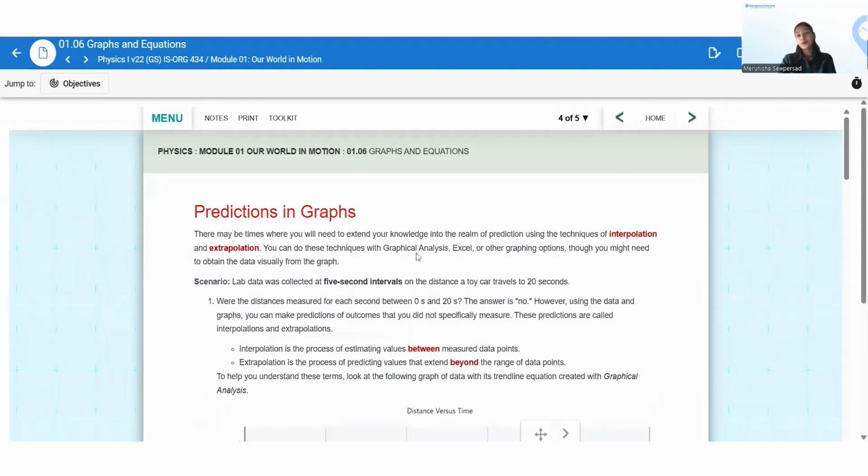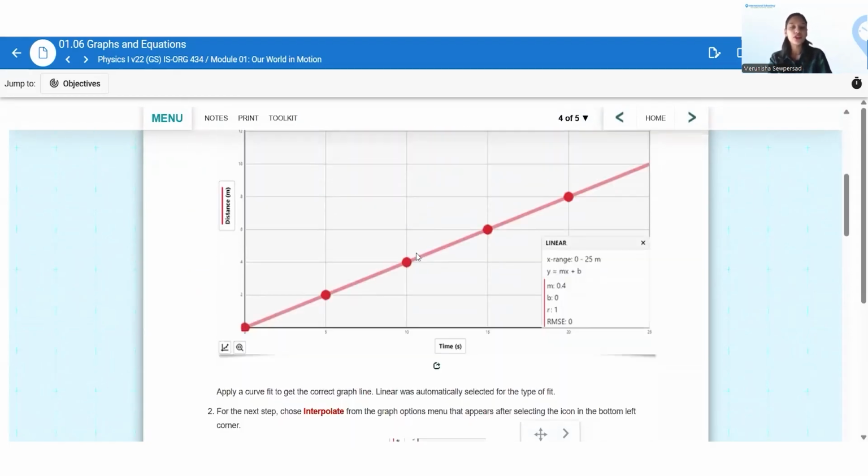Predictions in graphs. So there's a difference between interpolation and extrapolation. Now, with interpolation, we're looking at all the values we have set on our graph. Like if you ask me for time and distance at 10 seconds, how far did you go? I would say, okay, at 10 seconds, since I'm interpolating from the graph, I went 4 meters, right? So that is interpolation, reading from within the graph.